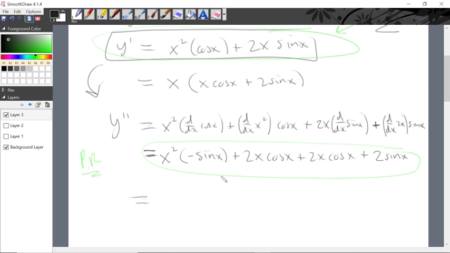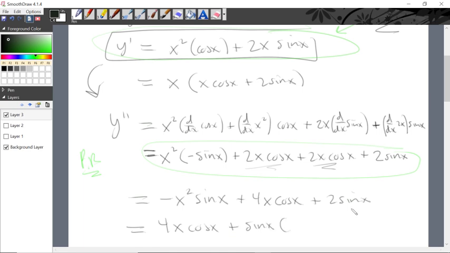Let's see if we can clean this up. We have a negative x squared sine x. We have plus 2x cosine x plus 2x cosine x. Those combine to be plus 4x cosine x. And then we have a plus 2 sine x as well. All right, that's one way we could write it. Another way, I guess, let's see, 4x cosine x, and then let's say I have plus sine x times 2 minus x squared. All right, that could be another way that we write it.